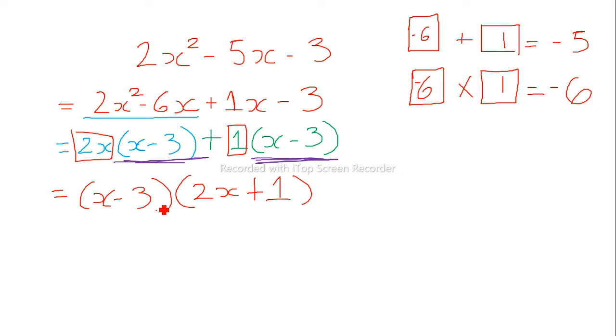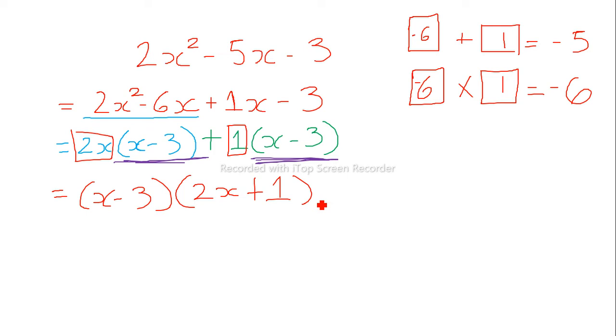And that's how we factor out this particular expression right there. So 2x squared minus 5x minus 3 is actually equal to (x minus 3)(2x plus 1).